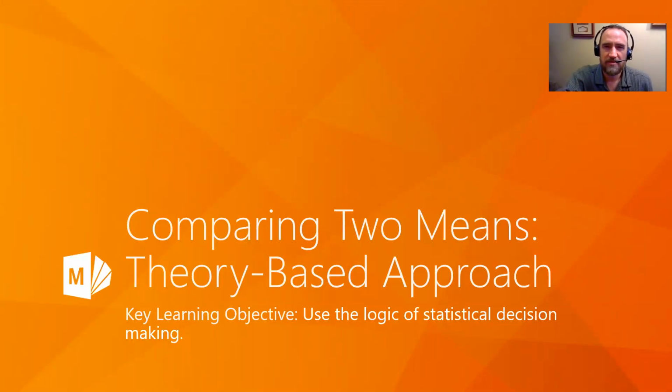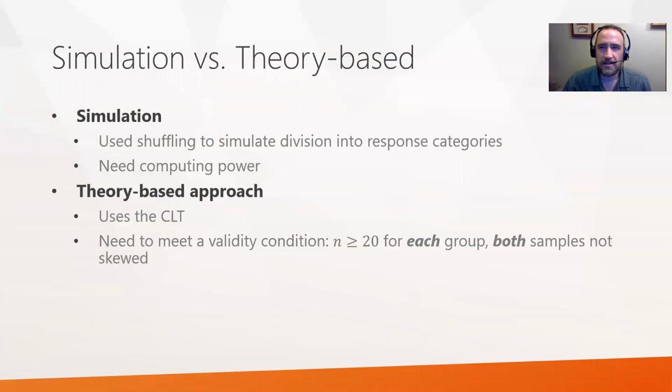Our key learning objective throughout this is to be thinking about how we're using the logic of statistical decision making. And here specifically to decide, do we have some different means in our two groups, or are the two means the same? As I mentioned, we've talked about how to do this with a simulation-based approach, and I want to contrast that to a theory-based approach. For simulation, we need shuffling to simulate division into our response categories, and that takes a lot of work to do by hand, so we really need computing power in order to accomplish that.